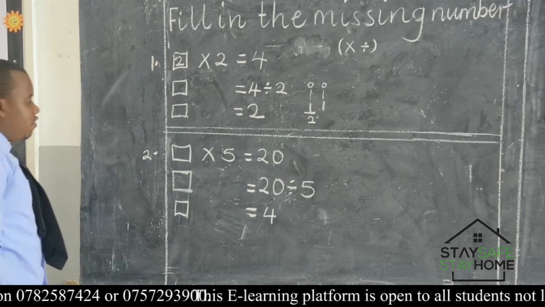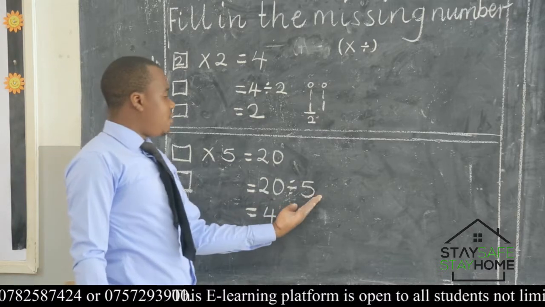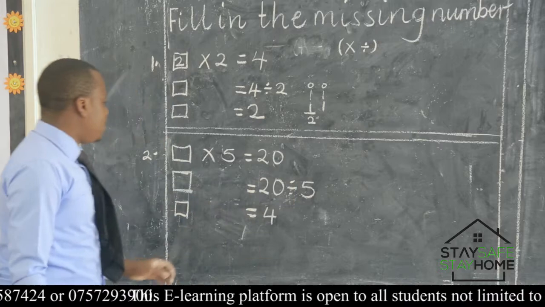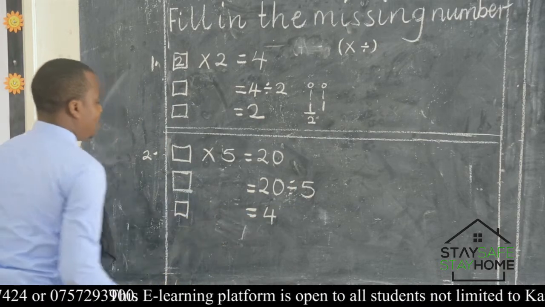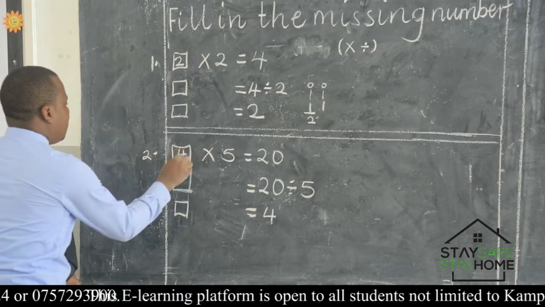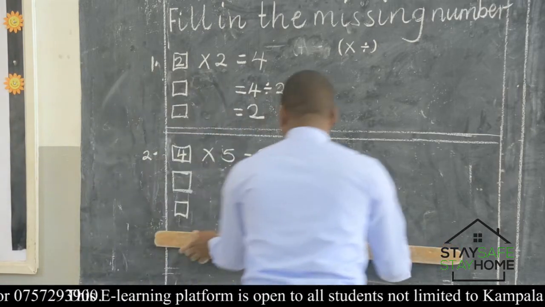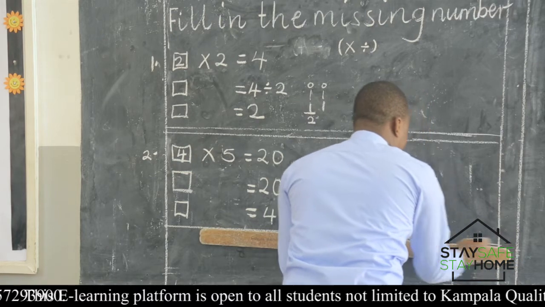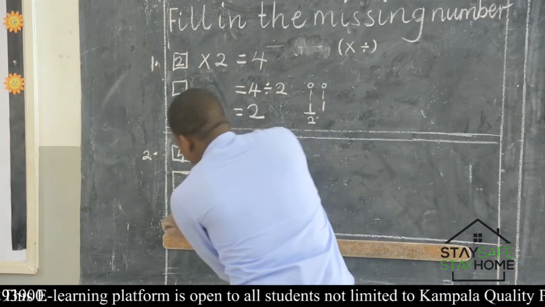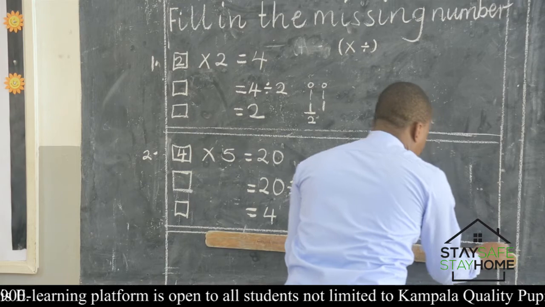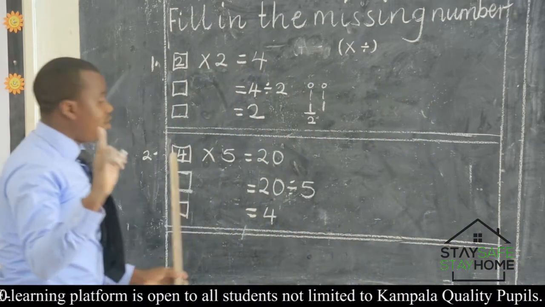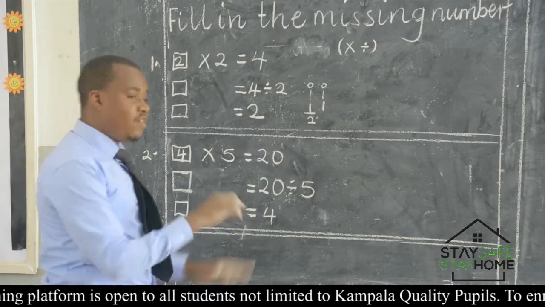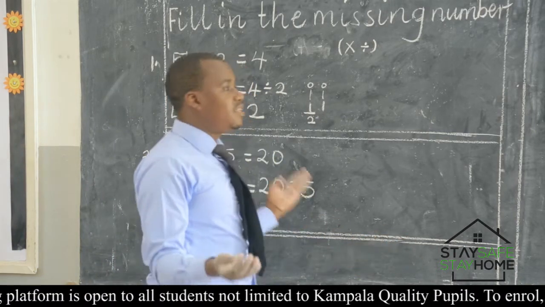If you want to prove, you can get 20 and multiply by 5. I mean 4 and multiply by 5. So, after getting our answer, we shall come and fill in, because the question is saying fill in the missing number. Then after getting the answer, we go and fill in. Don't forget that. It is very, very important. If you don't fill in, you have answered a different question, because it is saying fill in.